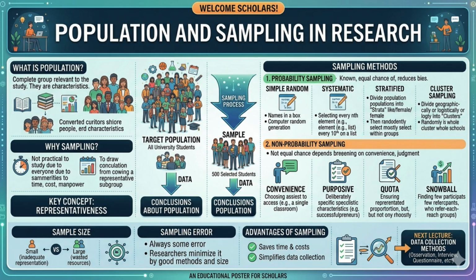A third method is stratified sampling. In many populations, different subgroups exist. These subgroups are known as strata. The researcher divides the population into relevant strata and then randomly selects participants from each group.